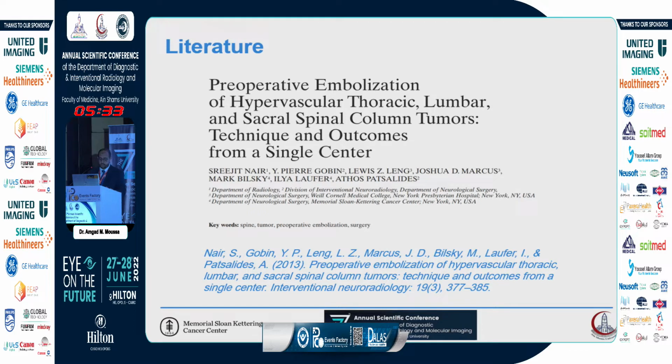In our institution, we're looking at the use of liquid embolics compared to coils. Coils have dropped the blood loss from around 3 liters to around 1.7 liters.